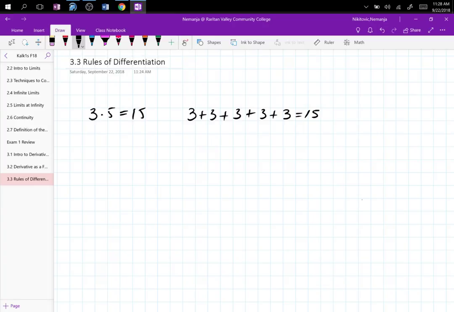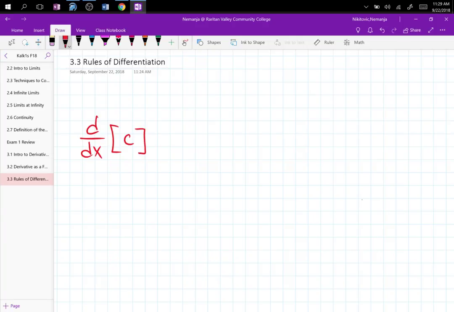This is exactly what we are going to do now. I'll give you the rules of differentiation, and you're going to memorize those so that you don't have to do the limit every time you need a derivative. And we are going to need a lot of derivatives. So we start with the first rule, and that first rule is that the derivative of a constant is 0.